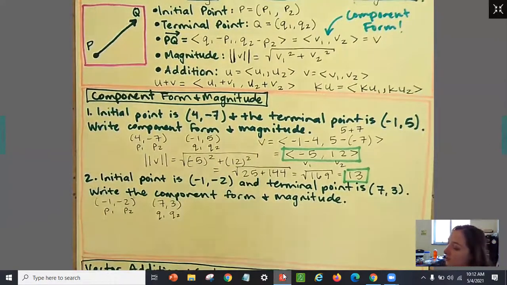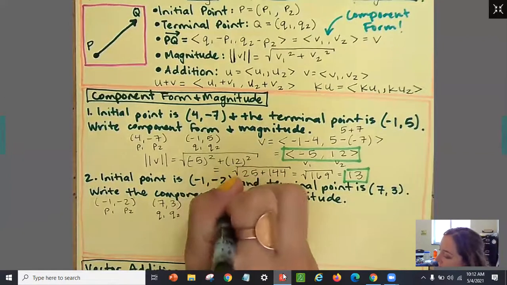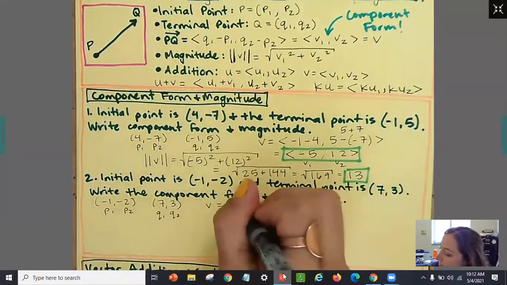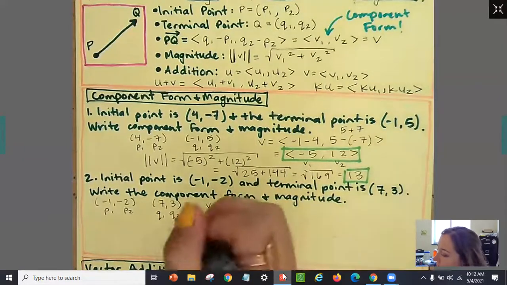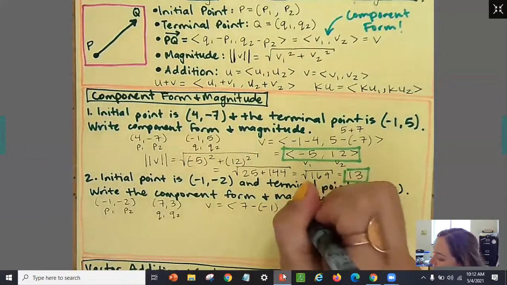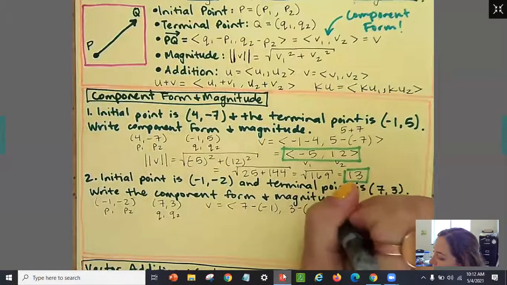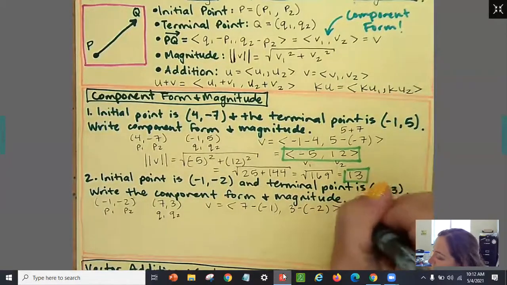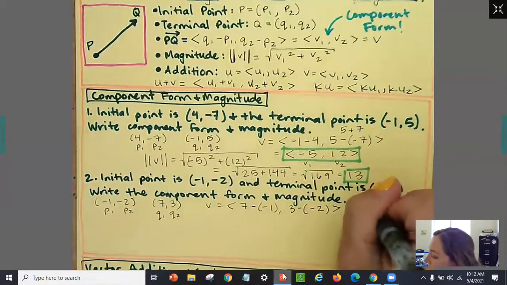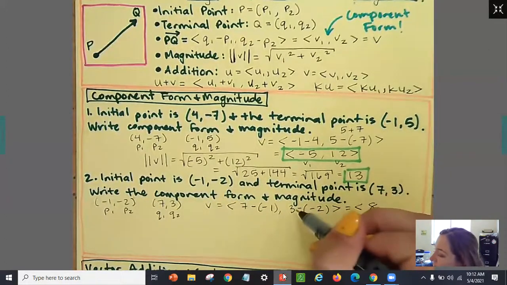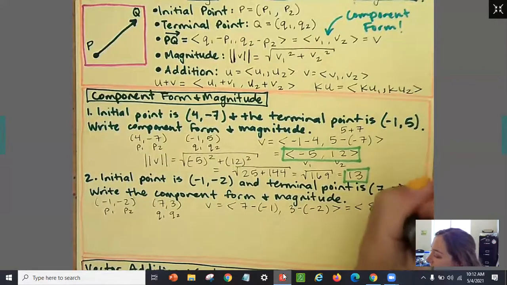All right, so let's find our component form first. V equals Q1 minus P1, so 7 minus -1, okay, comma Q2 minus P2, so 3 minus -2. All right, and we're just going to simplify this. So 7 minus -1, that's really 7 plus 1, which is going to be 8. And then 3 minus -2, that's really 3 plus 2, so this is going to be 5. This is V1, this is V2.